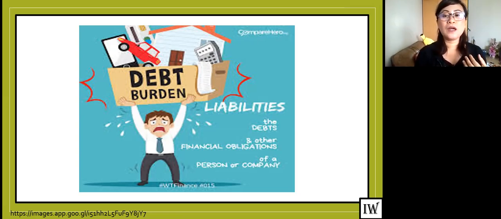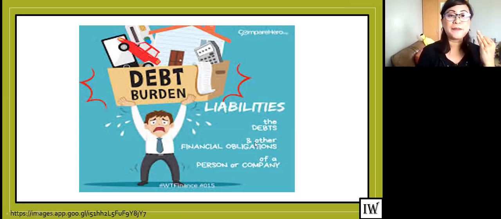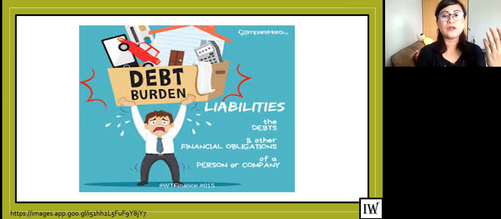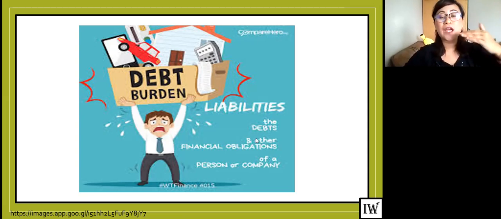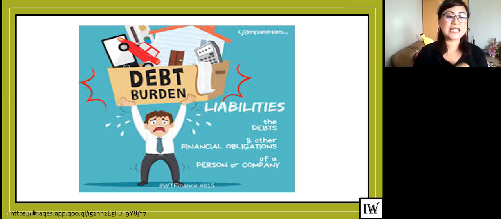So, we have the debts, mga utang, financial obligations, yung mga bayarin natin sa bahay, kuryente, tubig. So these are financial obligations. Yung mga school fees, yung mga gadgets, payments to gadgets, a credit card, they would pile up. So they are liabilities. Next, person or obligations of a person or a company. Yeah, so these things are called liabilities. All right, so we have to be careful. We have to know what are our liabilities. We have to be aware that is part of the basic.